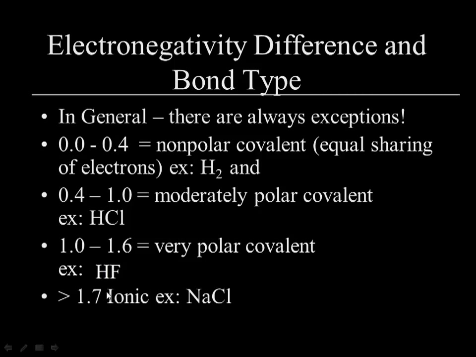And then what would be greater than 1.7 would be an example of an ionic bond, where the chlorine has the full attraction of those electrons, and sodium is actually losing an electron to the chlorine atom, forming ions that are then attracted to each other. So again, these values represent electronegativity differences, and on all the cheat sheets that I've given you, you do have a table that lists these values on it.